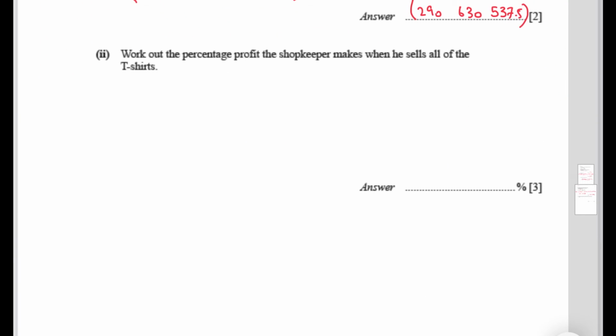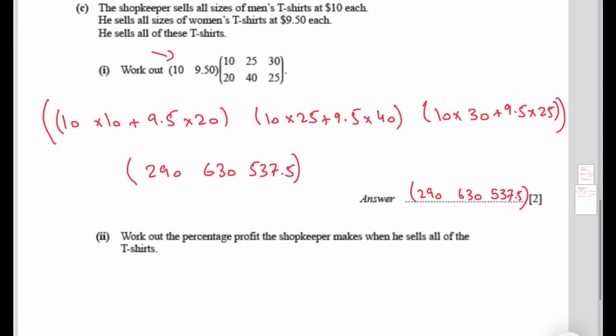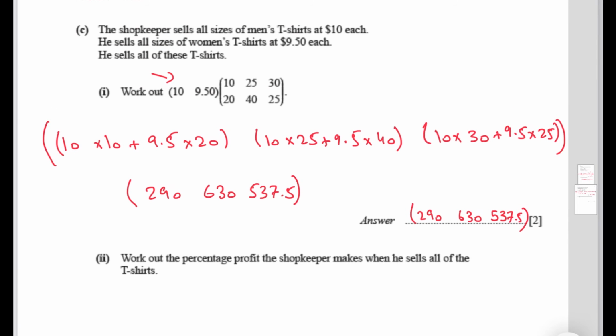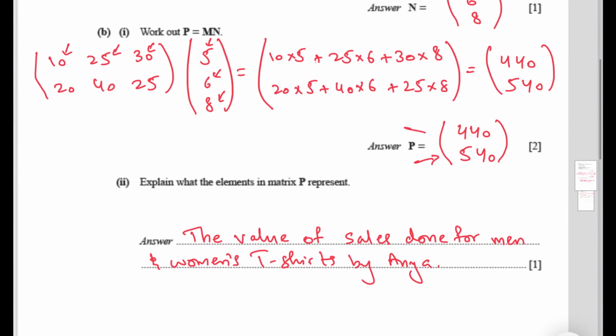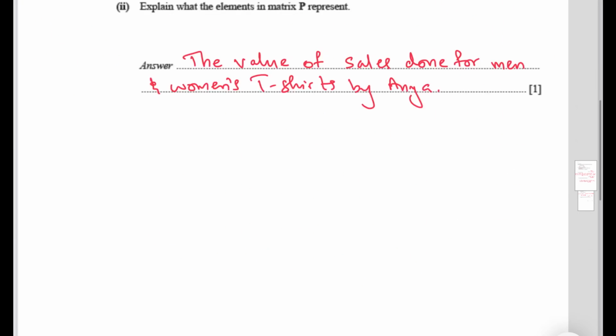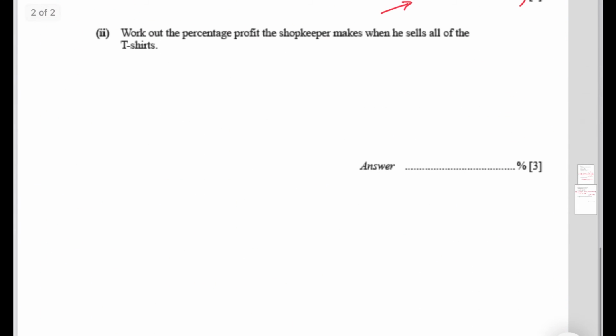Work out the percentage profit the shopkeeper makes when he sells all of these t-shirts. So the values that we got in this matrix, this is the selling price of all the t-shirts. And the value that we got over here in this matrix P, this is the cost of t-shirts that he pays when he buys these t-shirts from Anya. So first we need to find the cost, and then we need to find the total selling price, and then we need to find the percentage. So let's find the cost of shirts first.